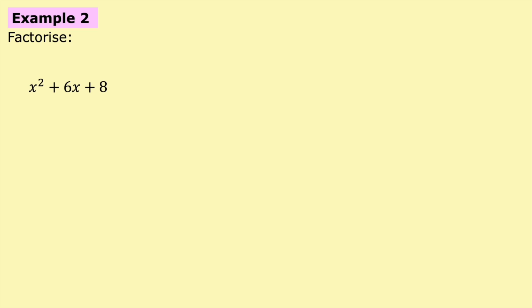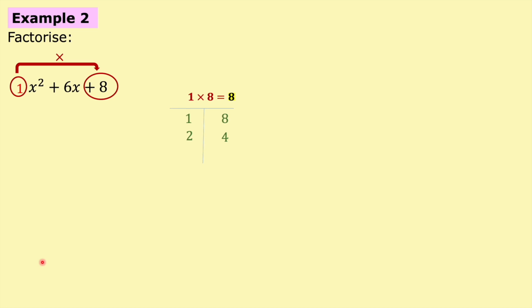Okay, example 2. So this time we're going to factorise x squared plus 6x plus 8. We're going to multiply the coefficient of x squared by that last term, so multiply them together. So 1 times 8 is 8, pretty straightforward. We now need to write down the factor pairs of 8. So what two numbers multiply together to give us 8? Well, we have 1 times 8, but we've also got 2 times 4 this time. So we've got two options.